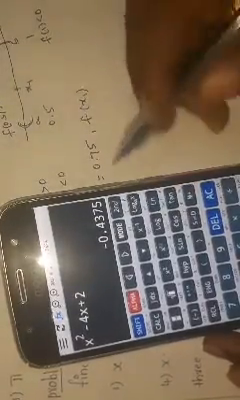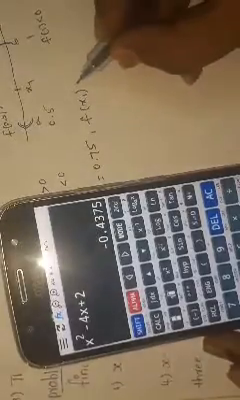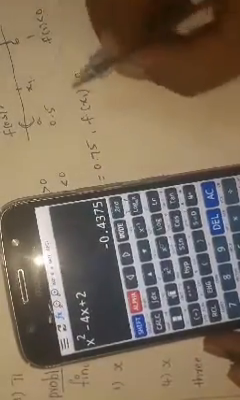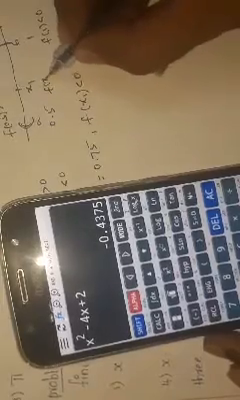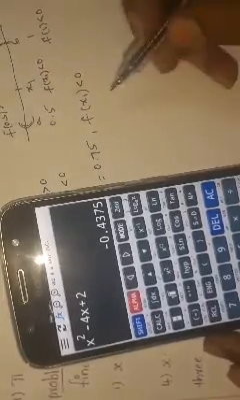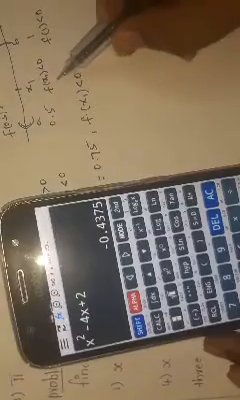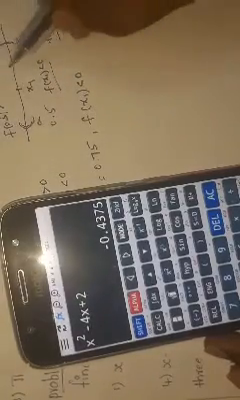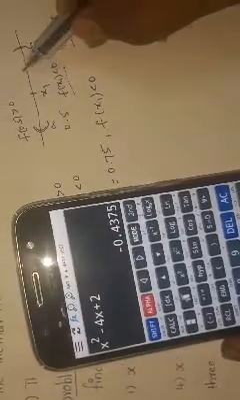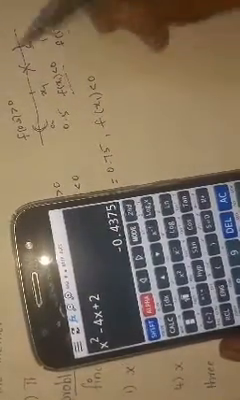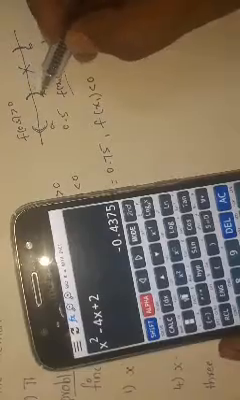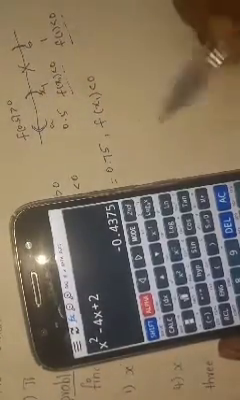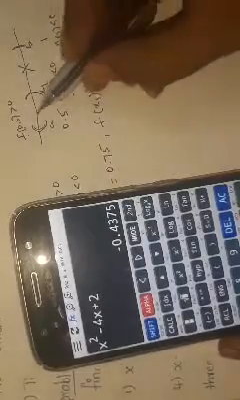You are not required to give the value, you just have to mention whether it is positive or negative. Since it is a negative value, I am writing here that f of x1 is negative. Observe that at x1 the function value is negative, and at b the function value is negative, that means the root doesn't lie between x1 and b. It lies between a and x1, because f of a is positive and f of x1 is negative. Let it be x2.